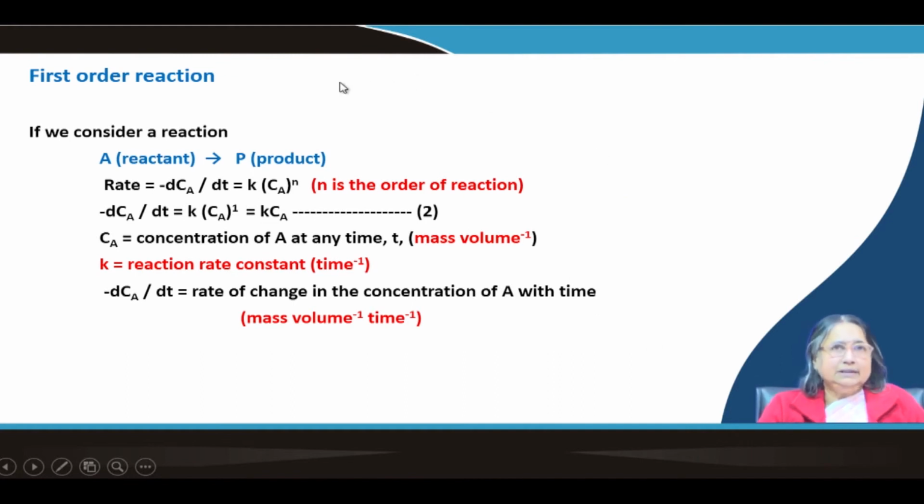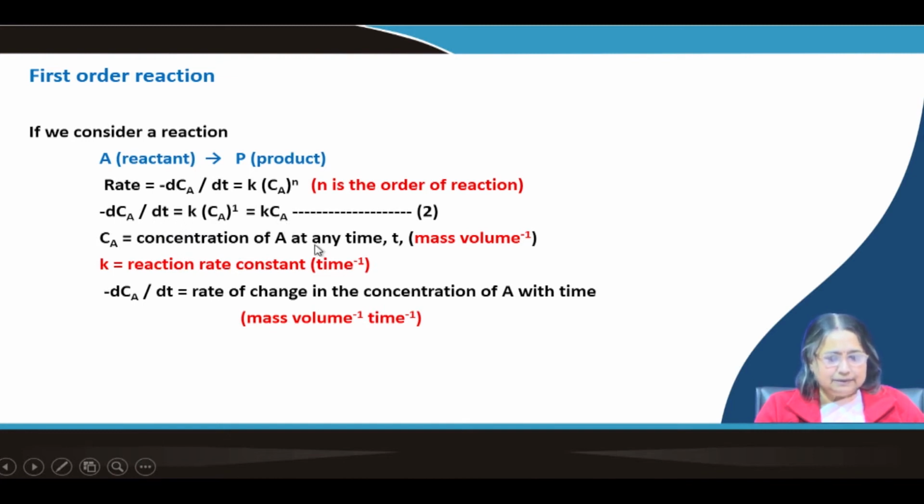Now, in case of first order reaction, in case this is the rate expression, we all know it. It is the most simple reaction we have considered. So, rate is nothing but k into Ca to the power n, n is the order. So, when it is a first order reaction, n is 1. Now, minus dCA dt is equal to k into Ca.